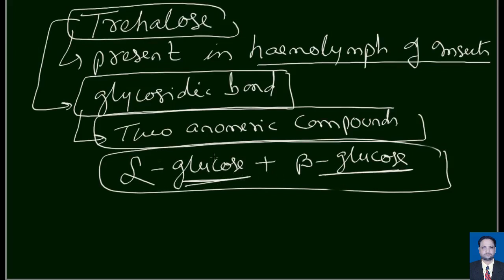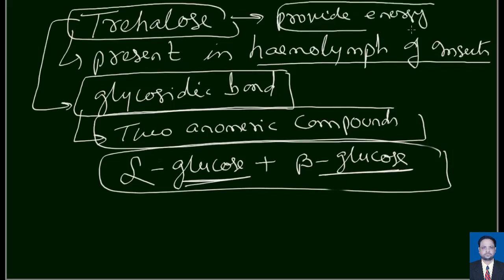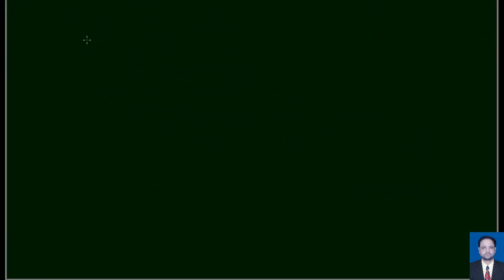beta joined. So this is present in the hemolymph of insects, and trehalose provides energy to the insects. Normally these compounds found in the hemolymph provide an ample amount of energy to insects. Take the example of cockroach. Got it? Okay, now move on to the next type of oligosaccharides.